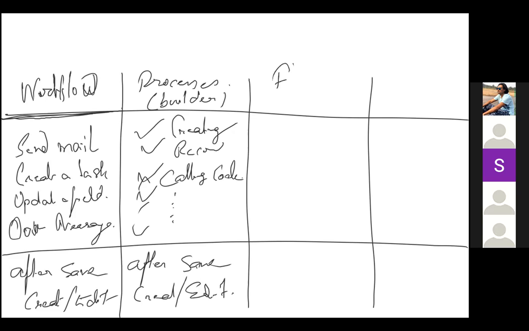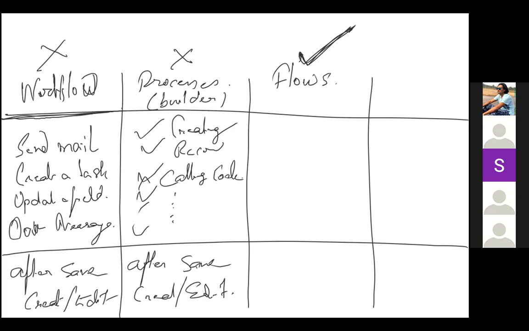Third is flow. Flow is far superior to workflow and process builder. Salesforce has just announced that workflow and process builder will soon be retired, and we will only be using flows. So you have to understand flows very well. Within 1 or 2 years, you will not be able to create workflows and process builders. So the only way of automating would be flows.